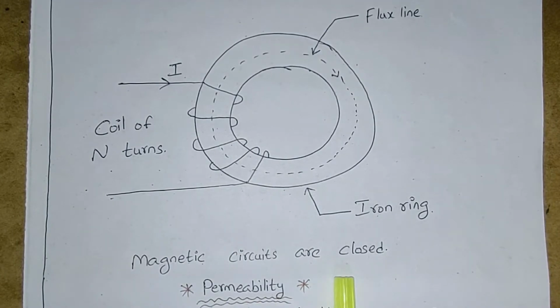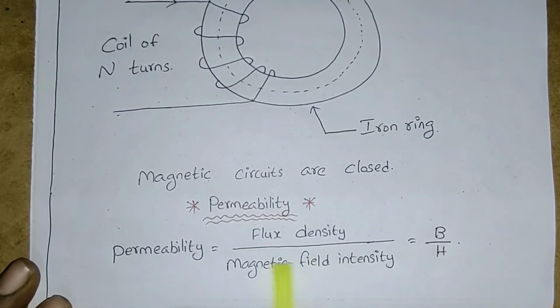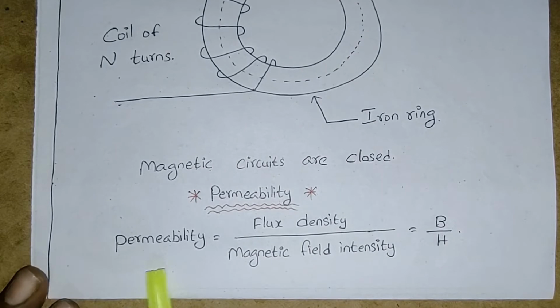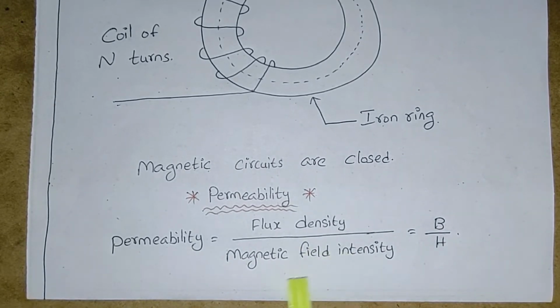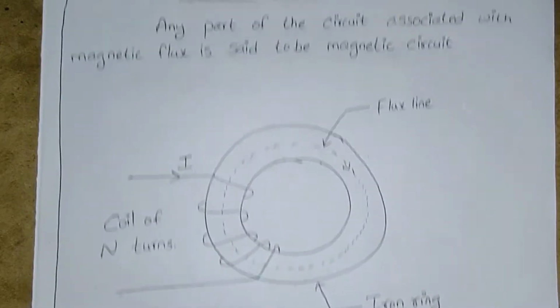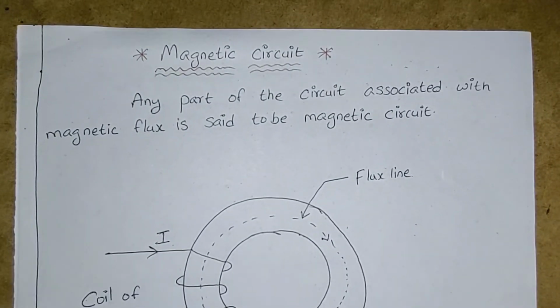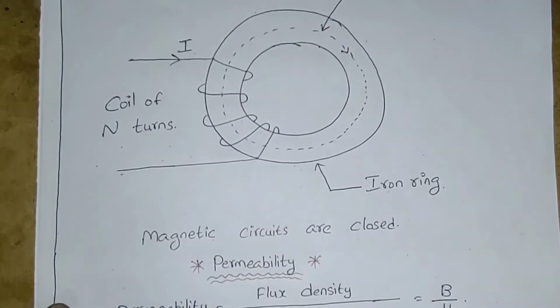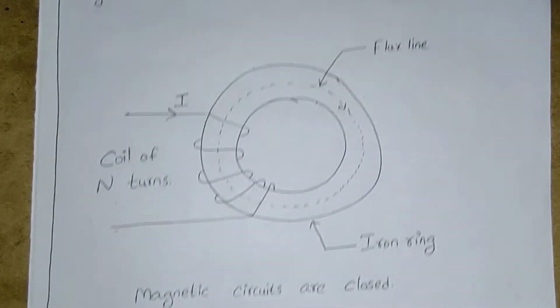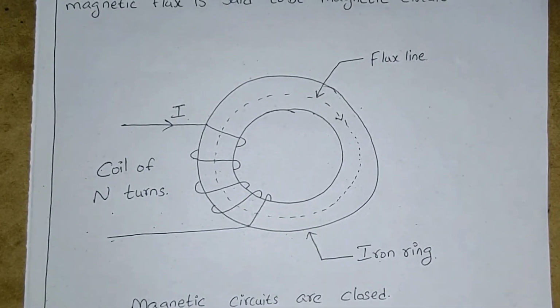Magnetic circuits are closed. Next, permeability. Permeability is flux density by magnetic field intensity, that is equal to B by H. You may get a question to explain the terms magnetic circuit and permeability, so you have to write these things. You have to draw this diagram for the magnetic circuit.